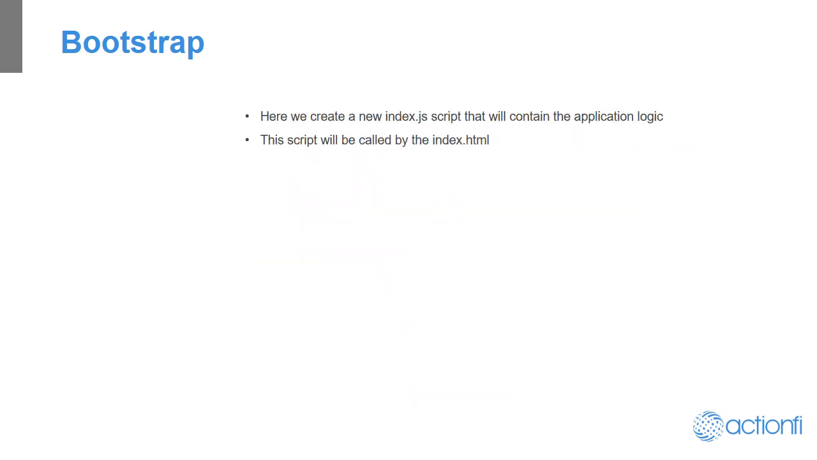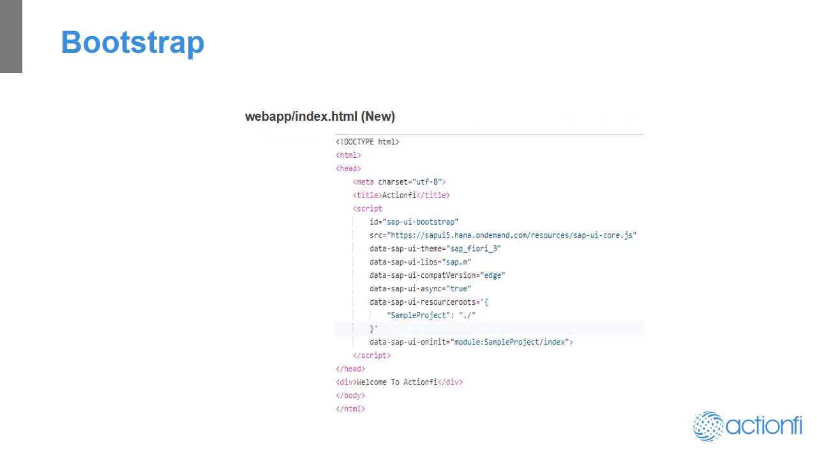We do this to avoid having executable code directly in the HTML file. The script will be called by index.html. Now you can see the script tag with the previously mentioned configuration inside the index.html file. Also, we tell SAPUI5 core that the resources in the sample project namespace are located in the same folder as index.html. This is, for example, necessary for apps that run in the SAP Fiori Launchpad.